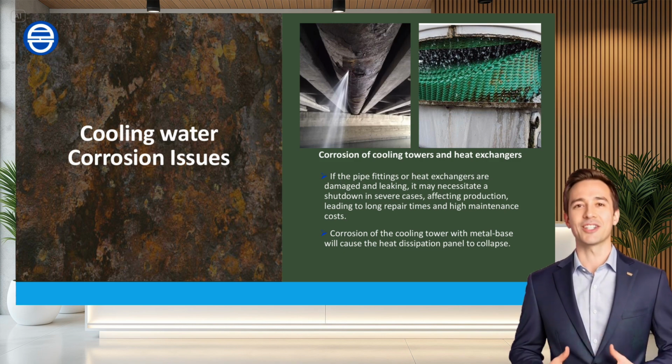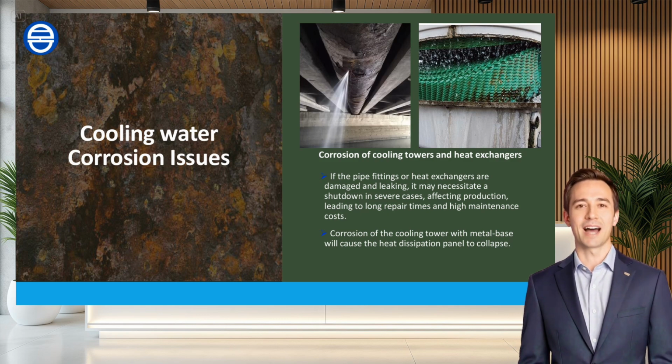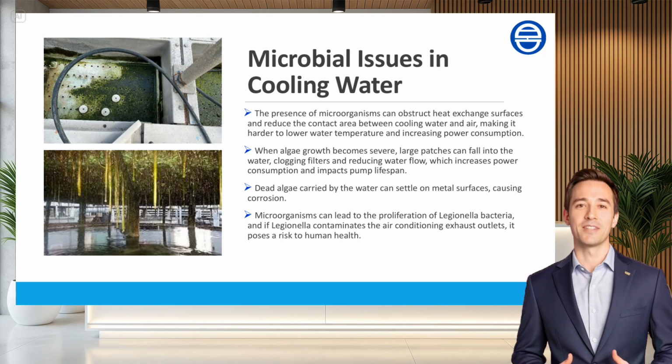Now, if the corrosion happens in the metal base of the cooling tower, the situation gets even worse. It can weaken the structure and cause the fill material or even the entire cooling tower to collapse. The third common problem we often see in cooling towers is algae growth.